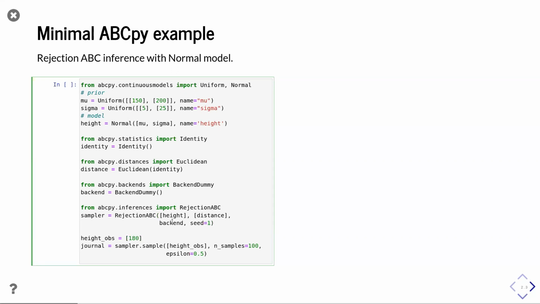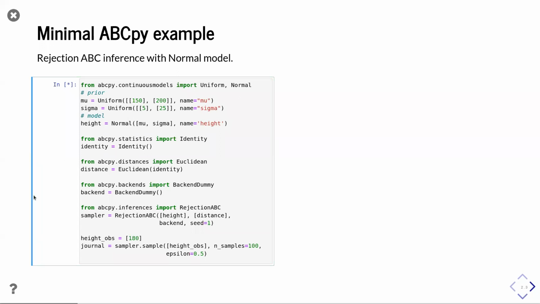Finally, once you define that, you can perform inference by just calling the .sample method of the sampler. You pass to it the observation, which we define here to be 180. And then you need to set the number of samples and the tolerance threshold you want to get from this rejection ABC scheme. So let's try to run this and see what happens. You see this is now running, and the results will be stored in the journal file.